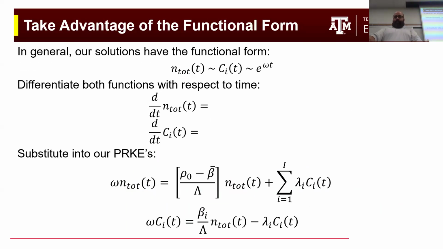So in general, our solutions are going to look like some exponential, some e to the omega t. And so if we were to take these definitions, notice that if this is the form of my solution, we can get analytical expressions for those derivatives, right? We can take derivatives of exponentials. If I take the derivative of e to the omega t with respect to time, what is that going to look like?